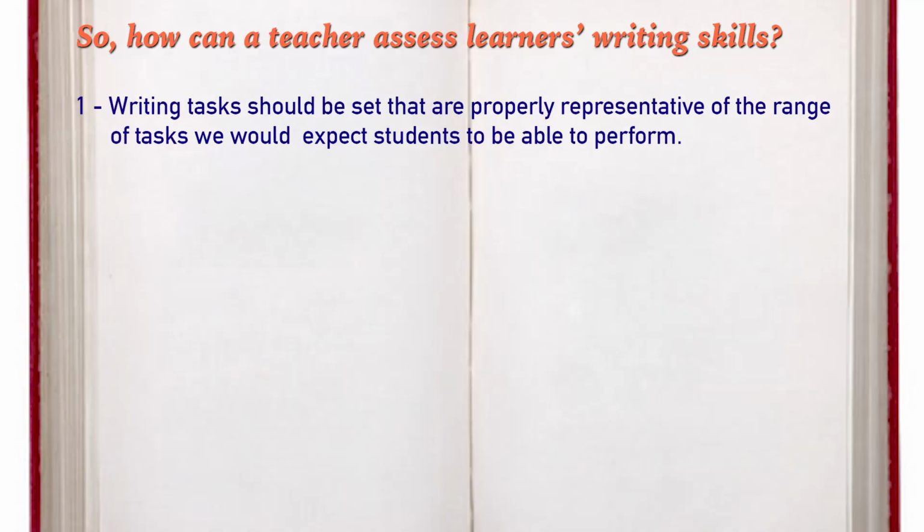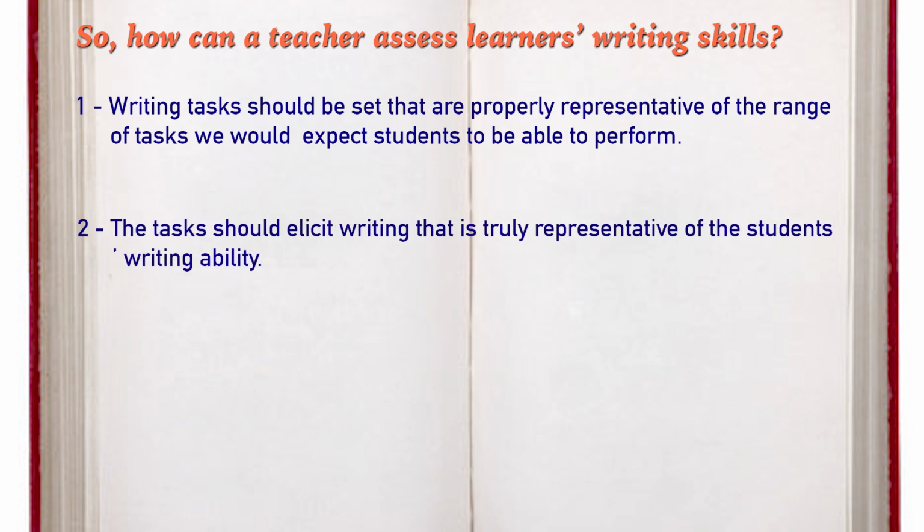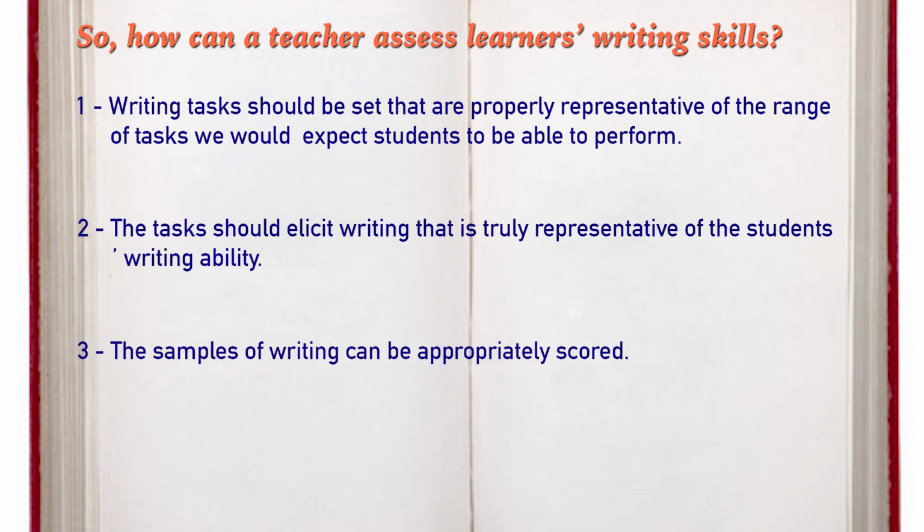Well, assessing learning and writing involves three issues. Writing tasks should be set that are properly representative of the range of tasks we should expect students to be able to perform. The tasks should elicit writing that is truly representative of students' writing ability. And finally, the samples of writing can be appropriately scored.